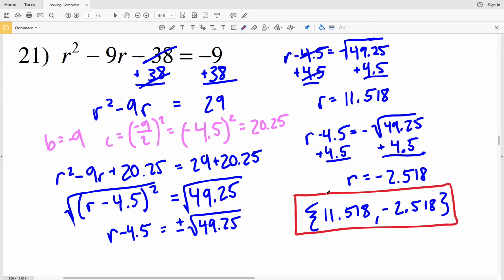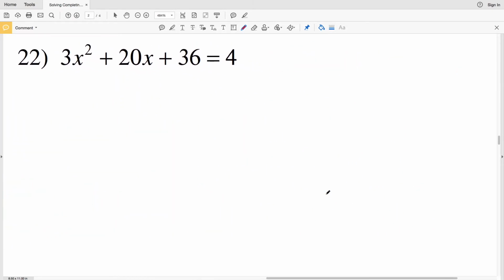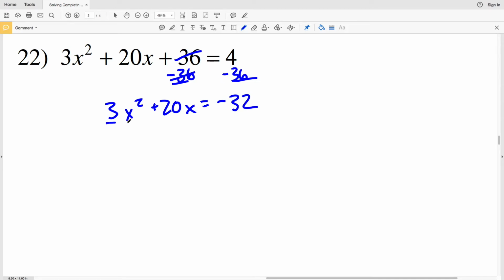Let's continue on to number 22. In number 22, my a value is something other than 1. So I'm going to need to divide everything by 3. However, before I do that, I'm going to subtract my constant. So I'll have 3x squared plus 20x equal to 4 minus 36, which is a negative 32. So now I'm going to divide everything by 3.